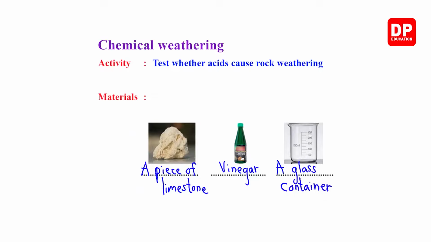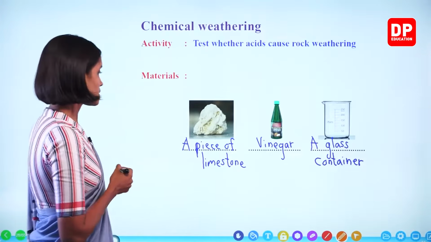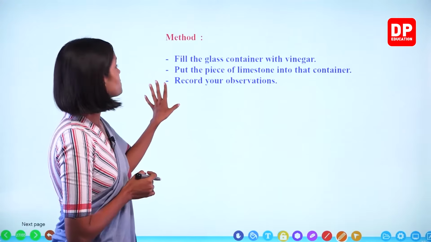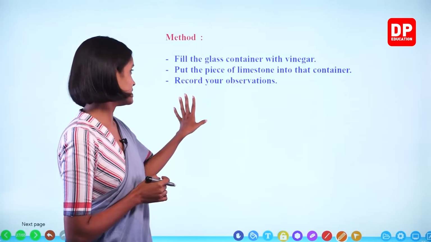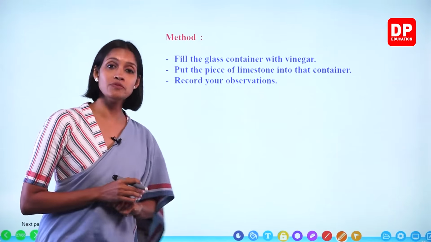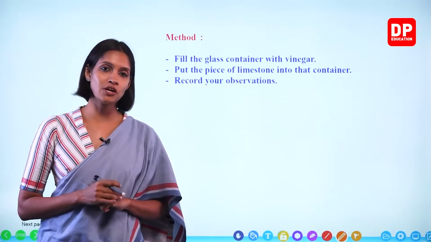We are going to use a test tube in the lab, okay? So, how to do this activity? Fill the glass container with vinegar and then put the piece of limestone into that container. And you need to observe what happens to the piece of limestone. Okay, let's do this activity now.